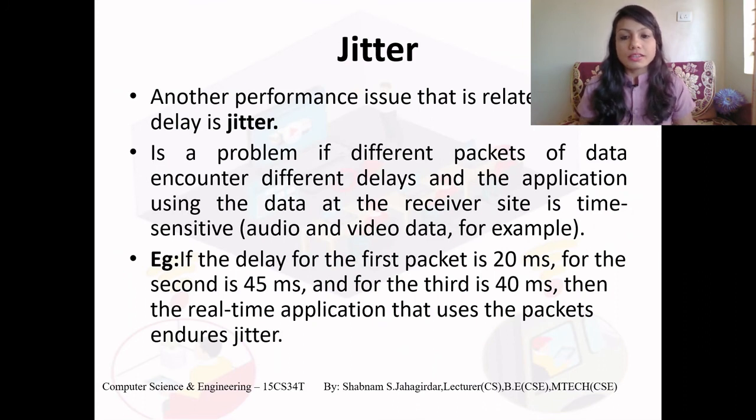For example, if the delay for the first packet is 20 milliseconds, the second is 45 milliseconds, and the third is 40 milliseconds, then the real-time application that uses the packets endures jitter. This creates a problem especially with audio and video. So these were some of the factors impacting network performance: bandwidth, throughput, delay and jitter. I think you have understood this. Pause the video for some time and scribble down these points in your books.